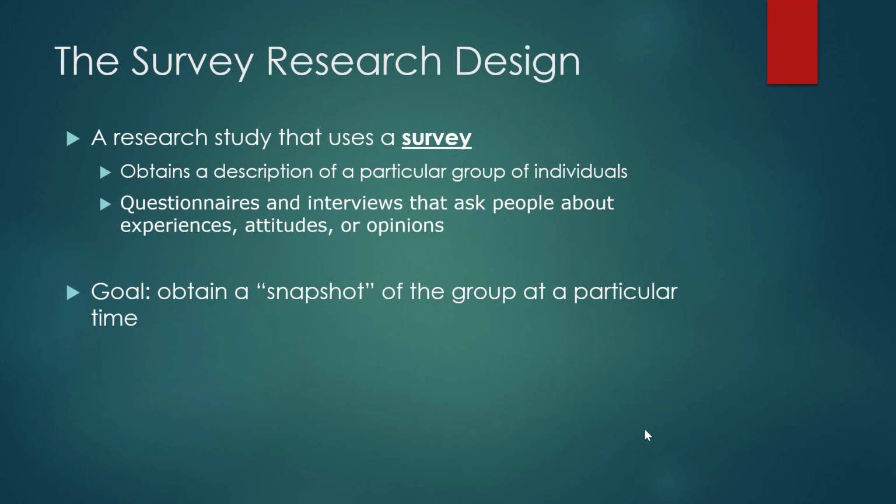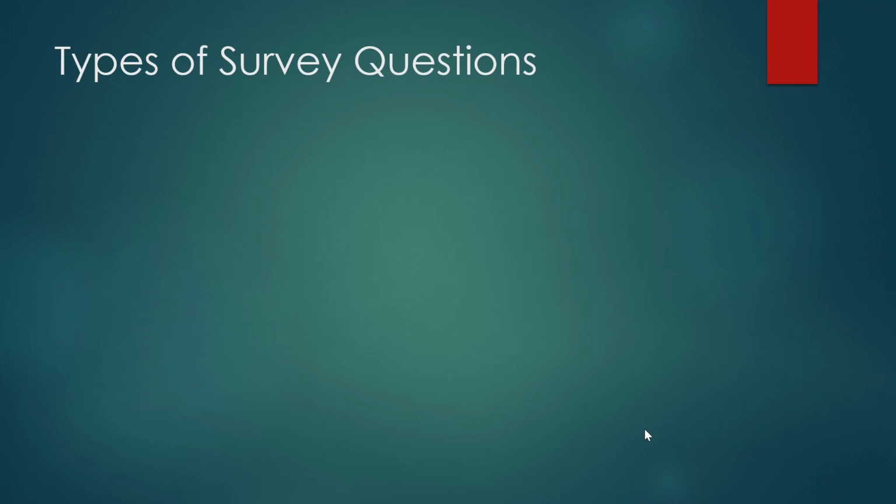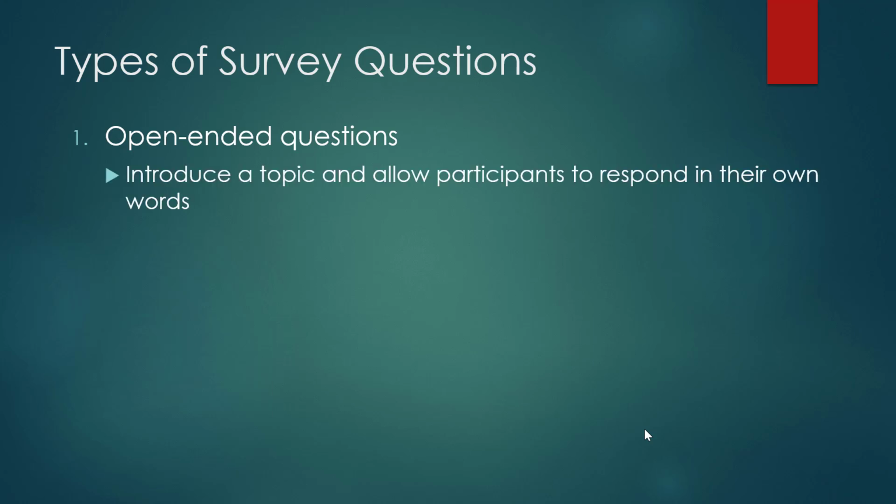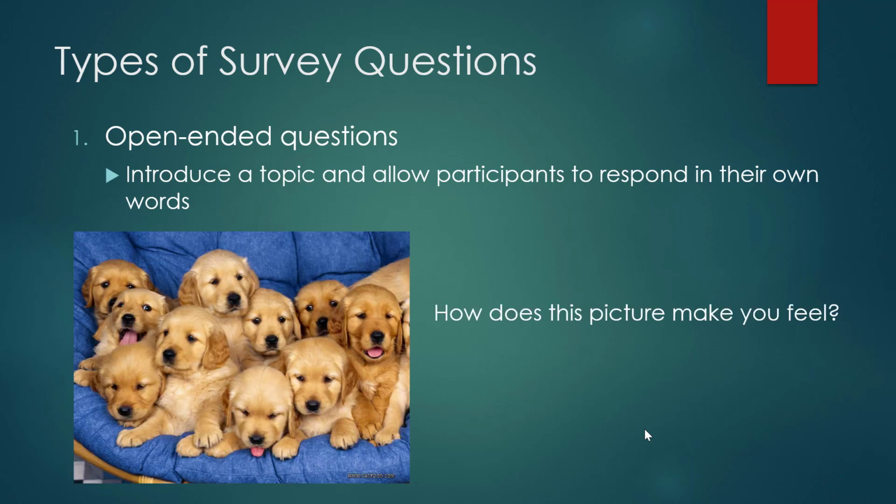So the goal of a survey is to obtain a snapshot of the group at a particular time, and the results describe variables that are being studied. Now we're going to talk about types of survey questions, and one type of question would be an open-ended question. This is where you introduce a topic and you allow the participants to just have a free response. So for example, how does this picture make you feel?